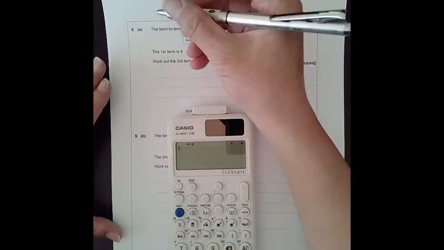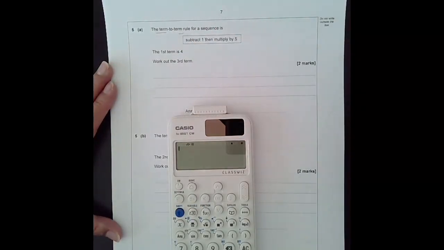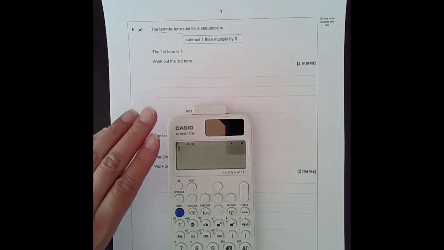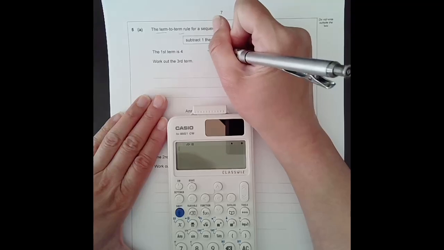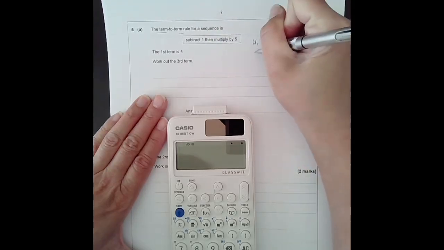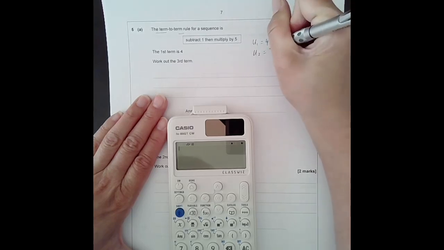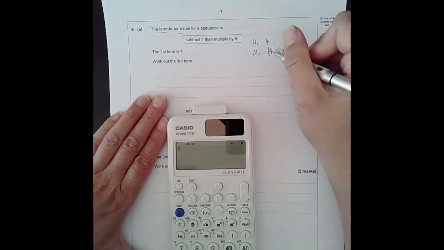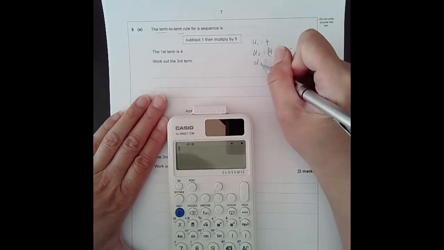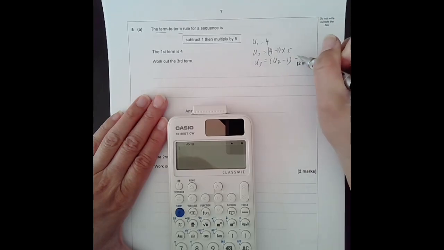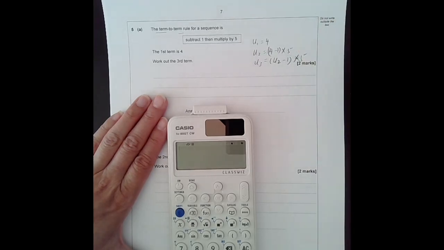Question number 5, term to term rule. It means that we are adding the same number, or doing the same thing, to the first term and so on. So term 1 is 4. So U2 will be (4 - 1) times 5. All right, make sure you give it a bracket, otherwise it doesn't work. And then term 3 will be using term 2, minus 1, times 5. All right, you can keep doing the number.